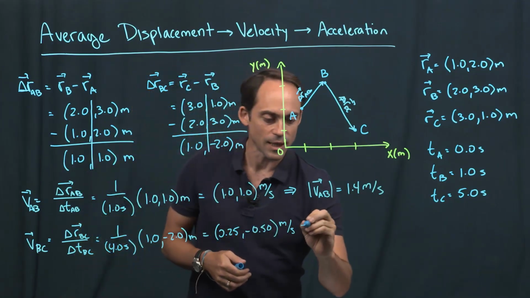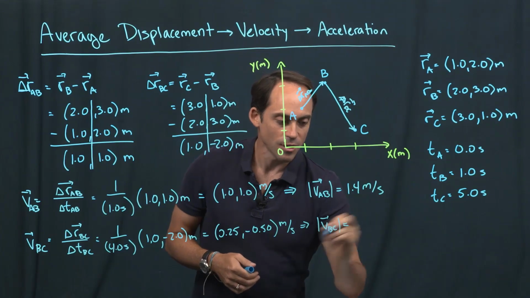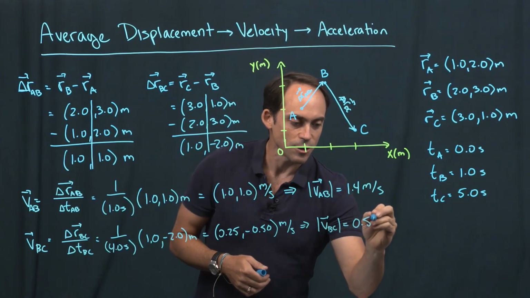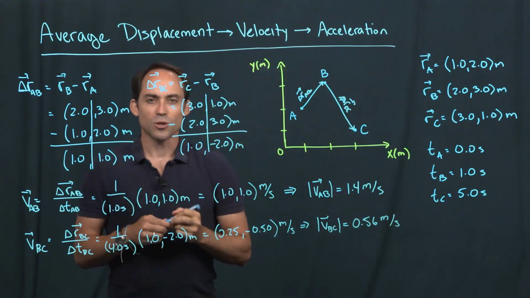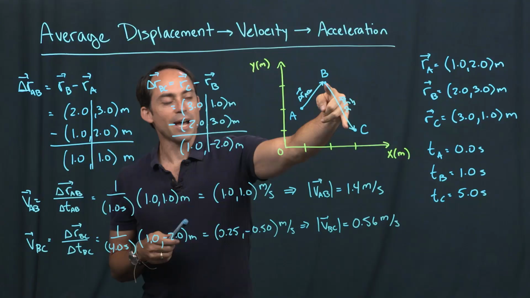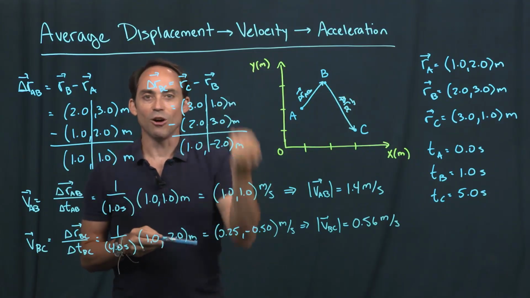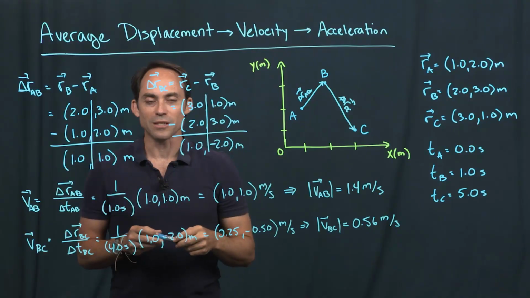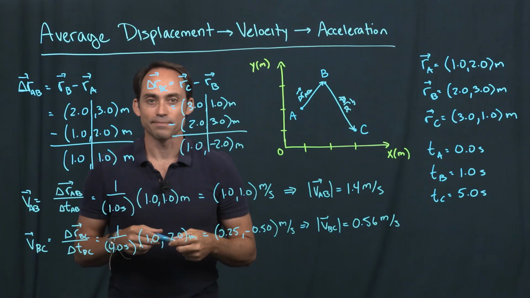If I did the same thing down here, same exact operation, what you'd find is that this is equal to 0.56 meters per second. And so even though the displacement vector is actually quite a bit bigger between B and C, because it's taking a longer time to get between those points, the velocity magnitude is actually smaller in that case.